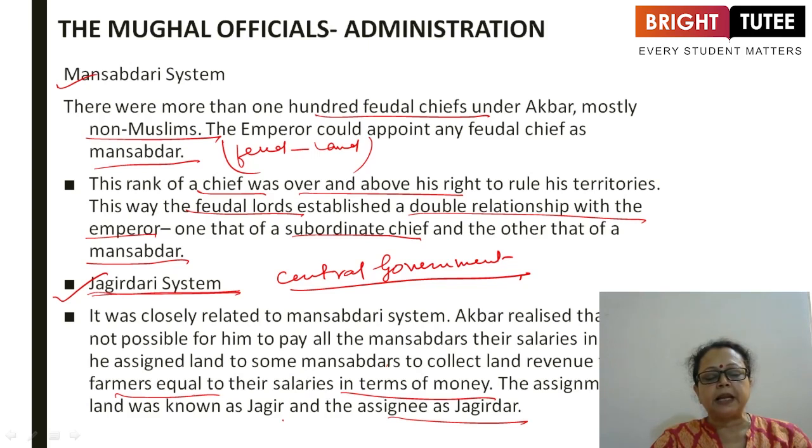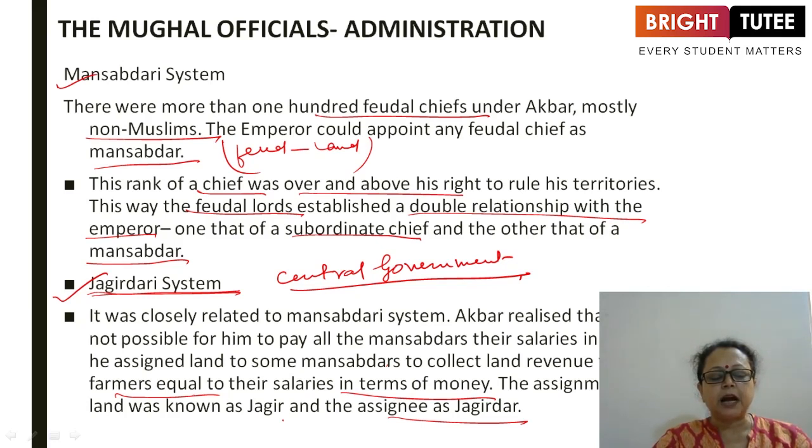Mir Bakshi was mainly concerned with the recruitment, maintenance, training, and inspection of the army. Diwan was related to finance and revenue. And Mir Bakshi issued certificates regarding grants of mansabs, sanction of increments to the mansabdars, and branding of horses was also done by Mir Bakshi.